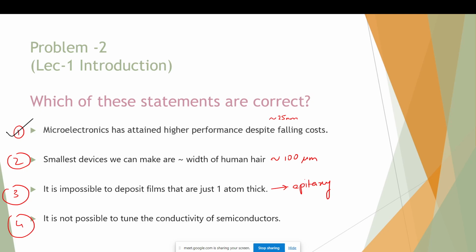And I think the professor has also shown an image of epitaxially grown silicon on, I don't know on what, but yeah, he has shown an image, I think.